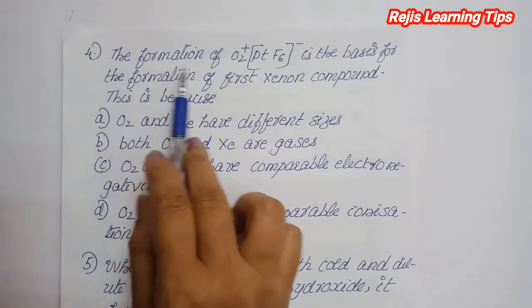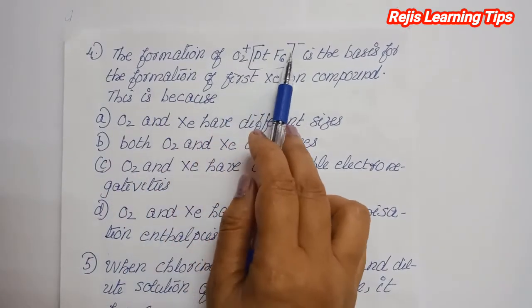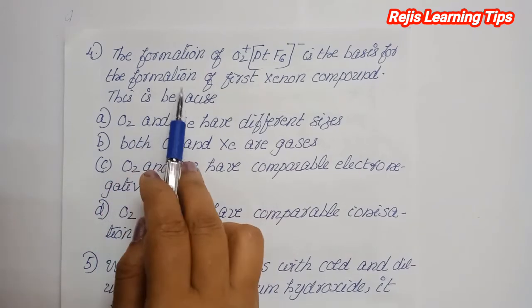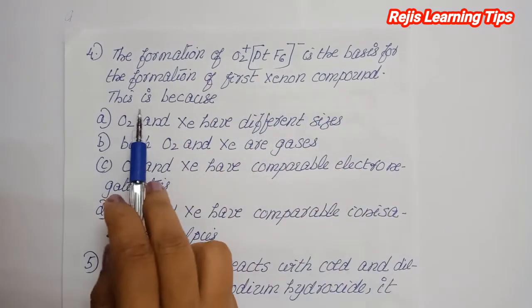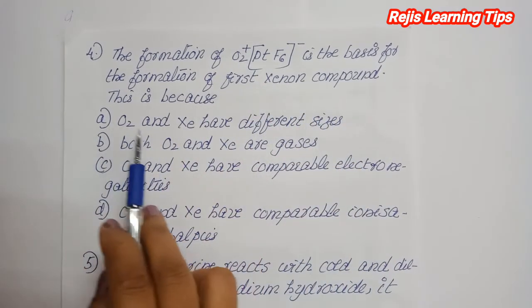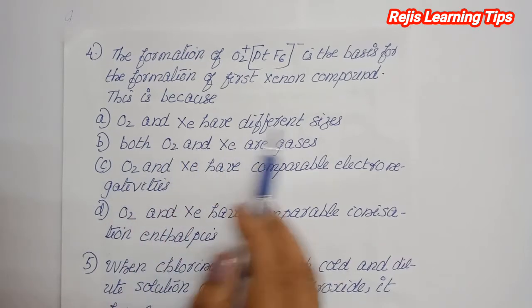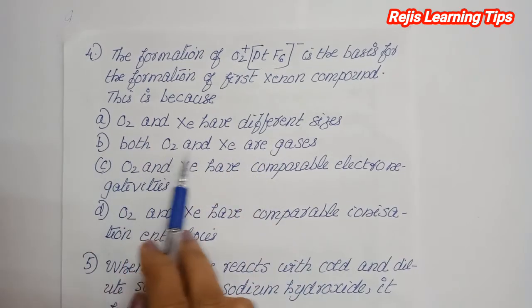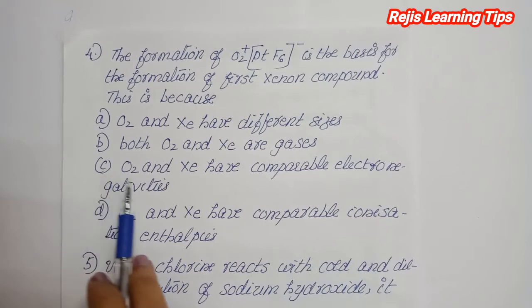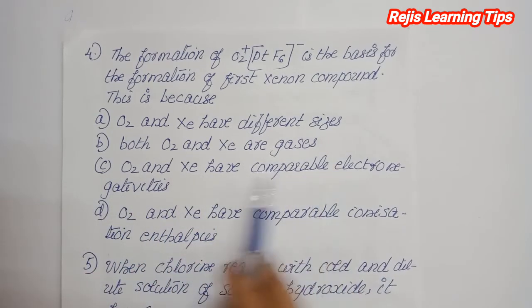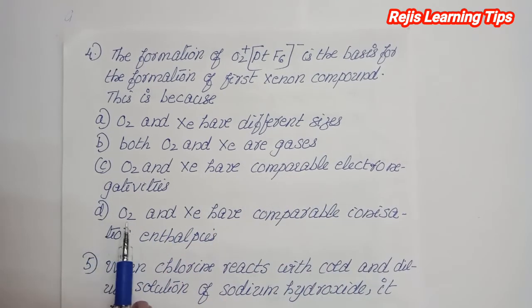Fourth question, the formation of O2 plus PtF6 minus is the basis for the formation of the first xenon compound. This is because options are A. O2 and Xe have different sizes. Option B. Both O2 and Xe are gases. C. O2 and Xe have comparable electronegativities. D. O2 and Xe have comparable ionization enthalpies.